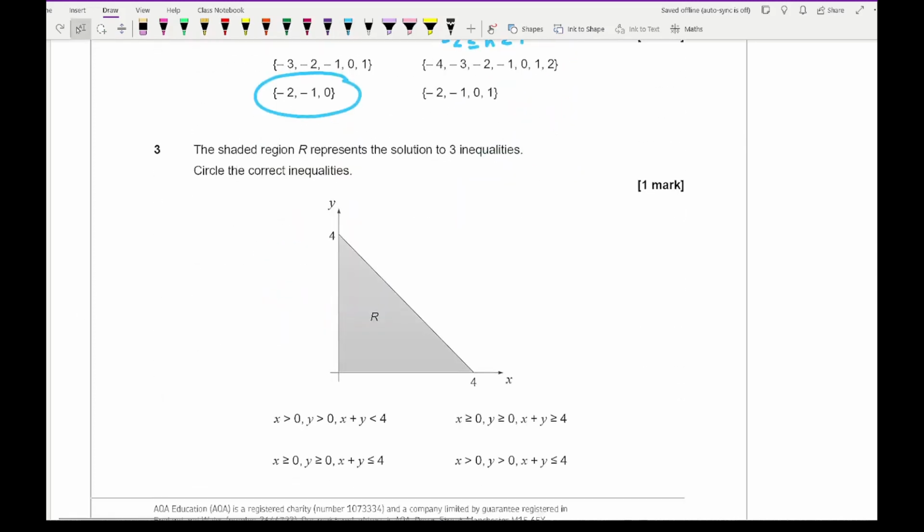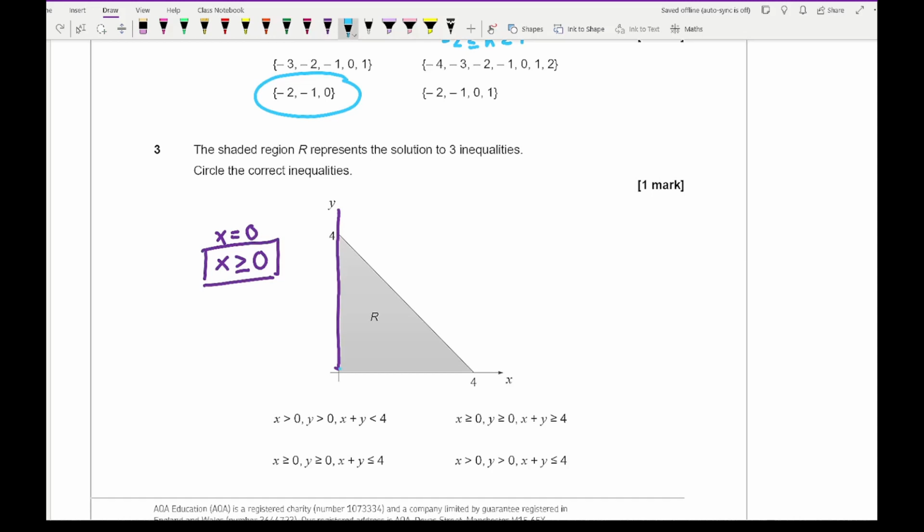Looking at question 3, it says the shaded region R represents the solution to 3 inequalities. Circle the correct inequalities. Now, you may think you only see one line, which is a diagonal line, but unfortunately that is not the case. So our first line that we've got here is this purple line. Now that purple line has an equation of x equals 0. So because we want the right-hand side of that, I want x is greater than or equal to 0. And the reason why it's greater or equal to is because it's a solid line, there's no dashed lines in it. So that's one that I'm looking for.